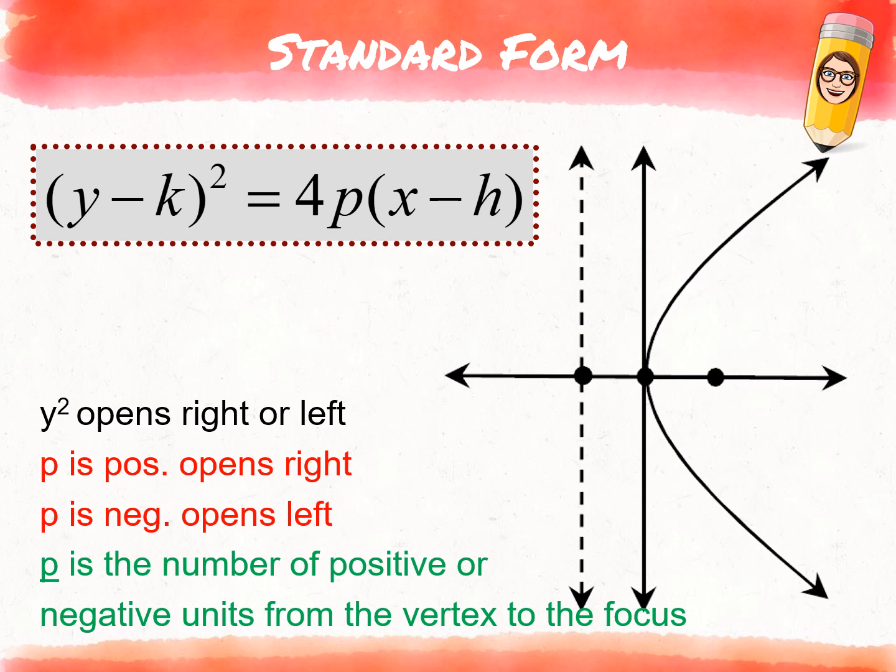Again, here's an image for when the y value is squared. Then we're talking about a parabola that goes to the right or to the left. Again, pause if needed. If the p value is positive, it goes to the right. If the p value is negative, it opens to the left.